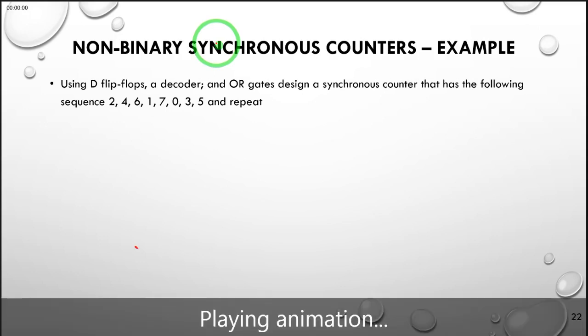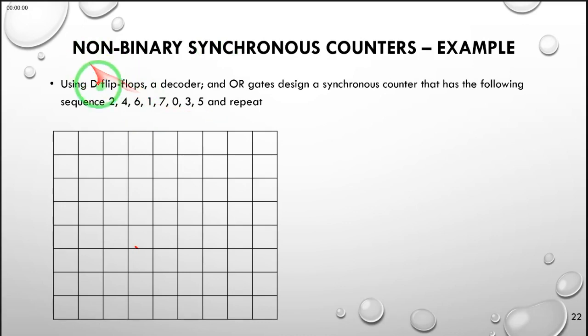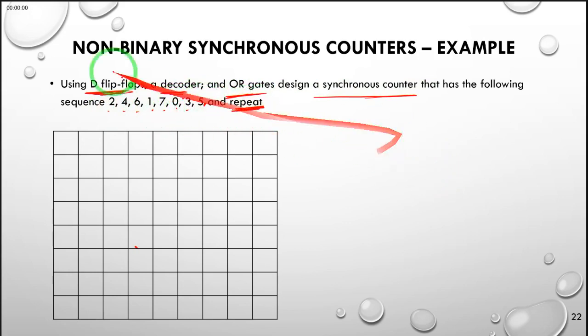All I'm going to mention here is that you are required to do a design using D flip-flops, a decoder, and an OR gate, to design a synchronous counter that counts 2, 4, 6, 1, 7, 0, 3, and back to 5, and then repeats. So you can see this is clearly non-binary, but it is synchronous.